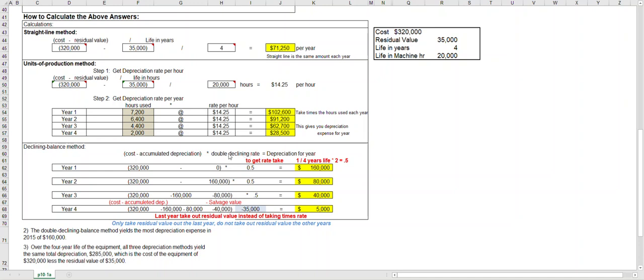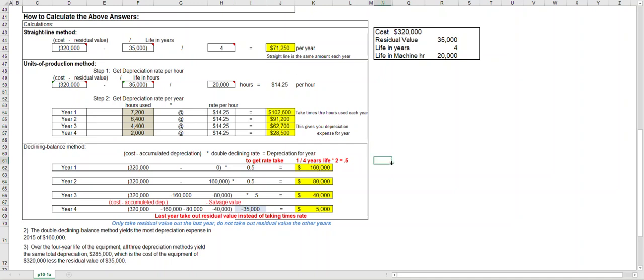Now the first thing we have to do is calculate the double declining rate. I think the easiest way to get the double declining rate is to take 1 and divide it by your life in years. Again, we're going back to our original information. The cost is $320 and the life in years is 4. So if I take 1 divided by 4, that gives me 0.25. But it's double declining, so I have to double it. That gives me 0.5, or 50%, as my double declining rate.